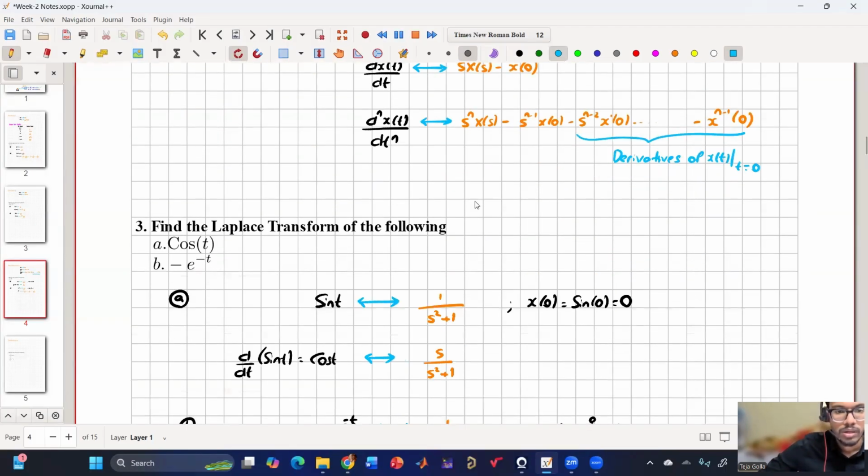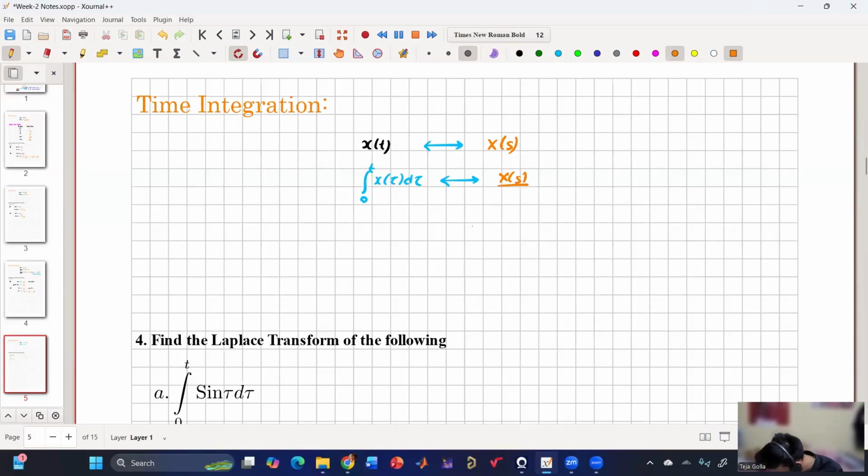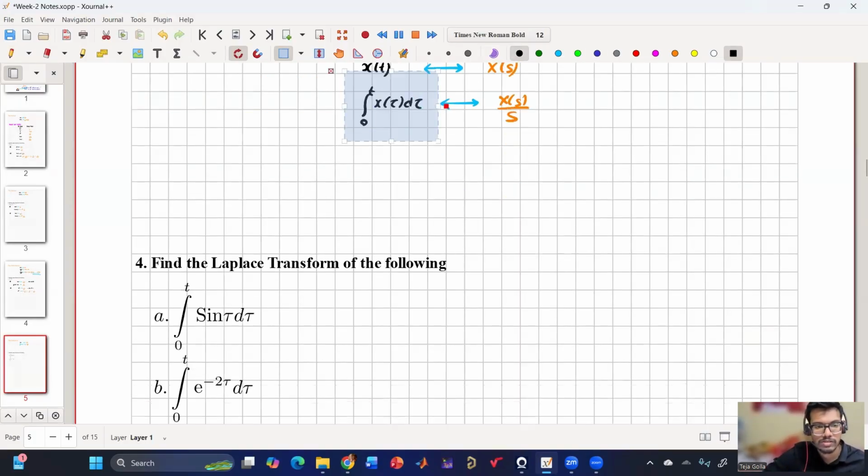Okay. Now coming back to our time integration. Again, let us say we have x of t and the Laplace transform is x of s. Now if we have integration of x of t, say 0 to t, x of tau d tau, then we'll have x of s by s. So if we have integration, then it will be division by s on the transformation side.